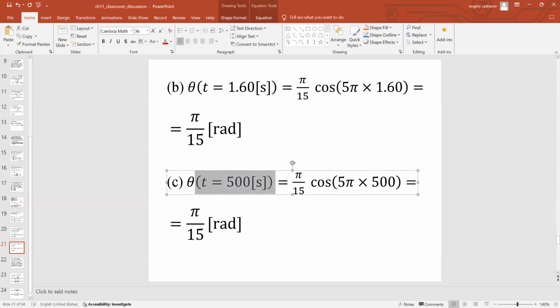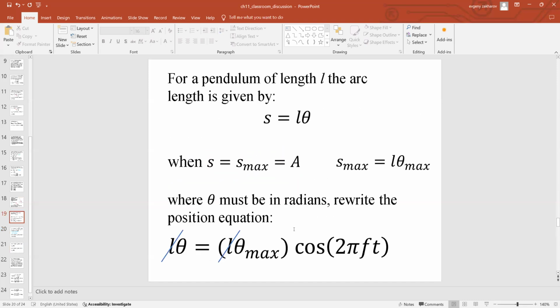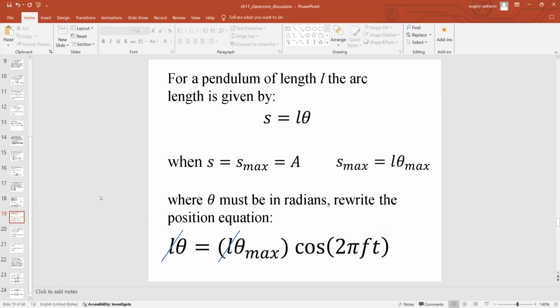And at 500 seconds, same thing. You have 12 degrees converted into radians, cosine of 5 pi times 500 seconds. Still pi over 15, still positive. Well, that's just a coincidence. But the point is, once you have the general function, you can solve for any moment of time. Any moment of time is good for figuring out the angular position.